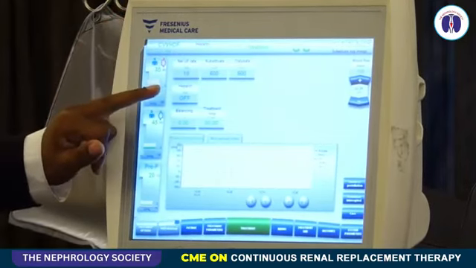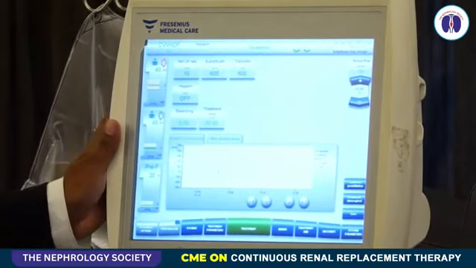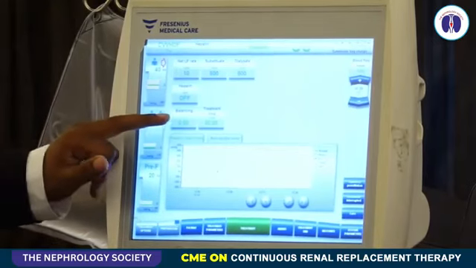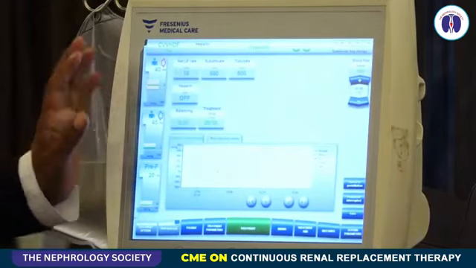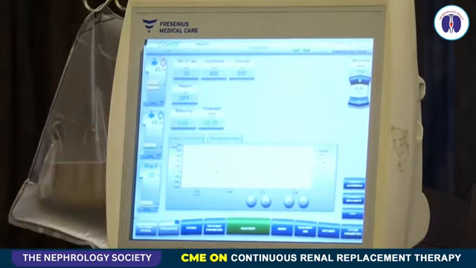Since we are not giving heparin, we kept heparin off. And this is the balance. Balance is how much negative ultrafiltration you are doing. Treatment time is 0 now. Once time increases, you will get 1 hour, 2 hours. As I mentioned, the circuit life is 72 hours in the normal course.